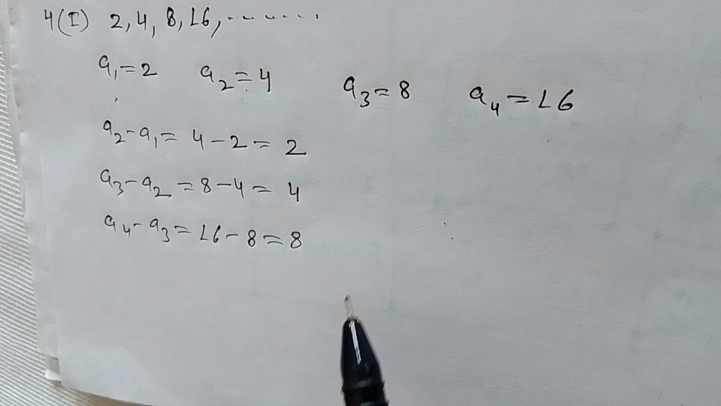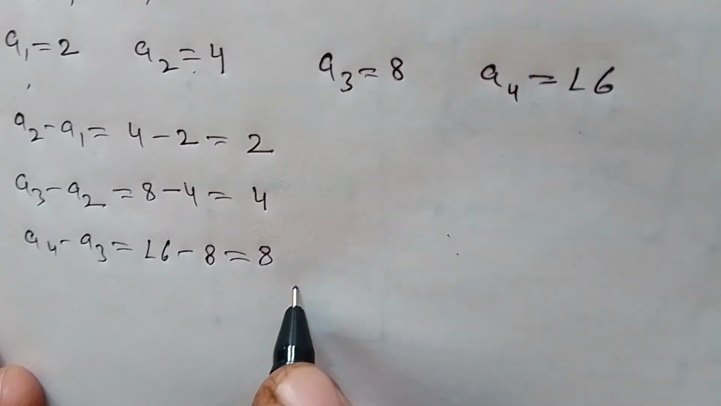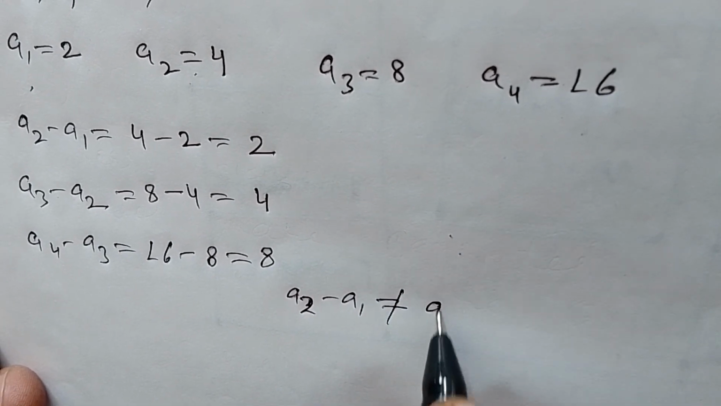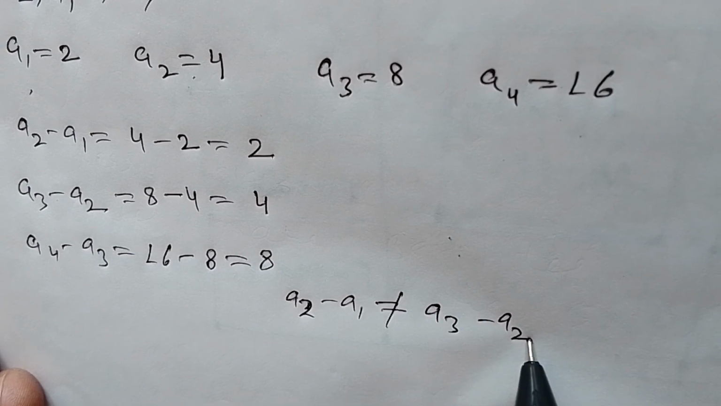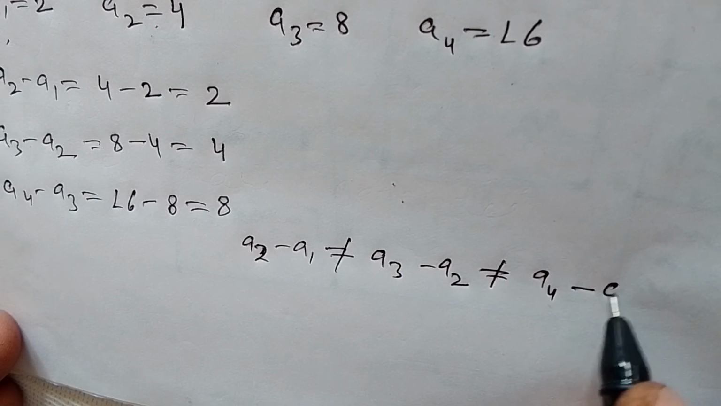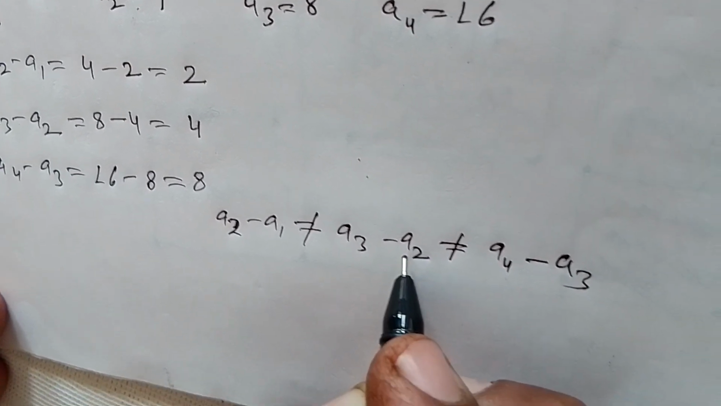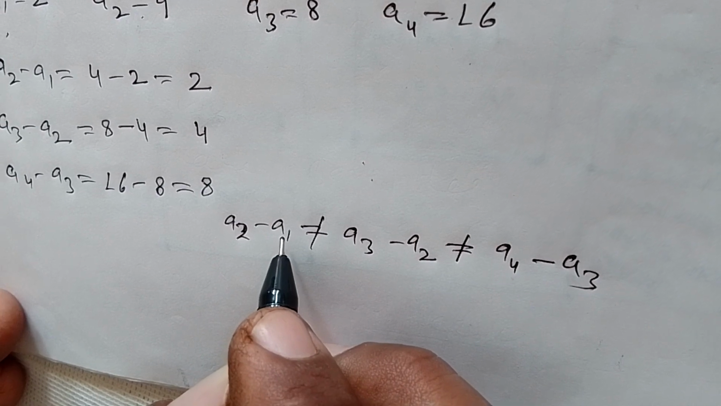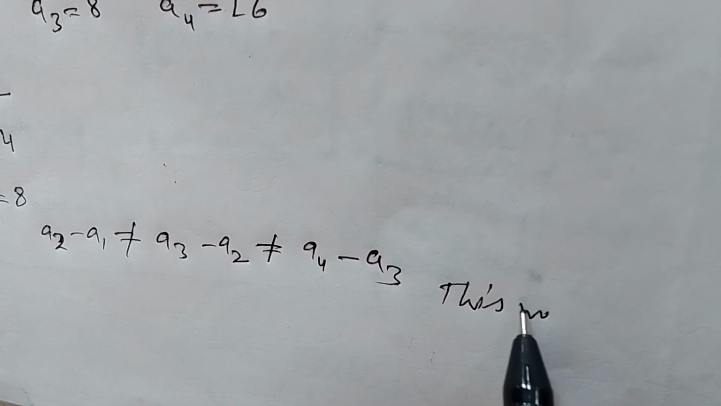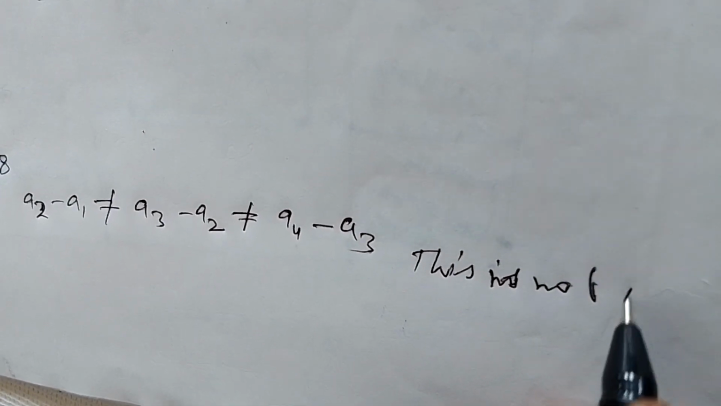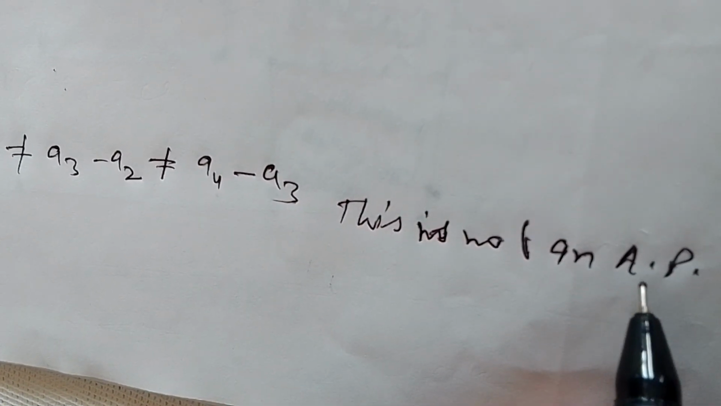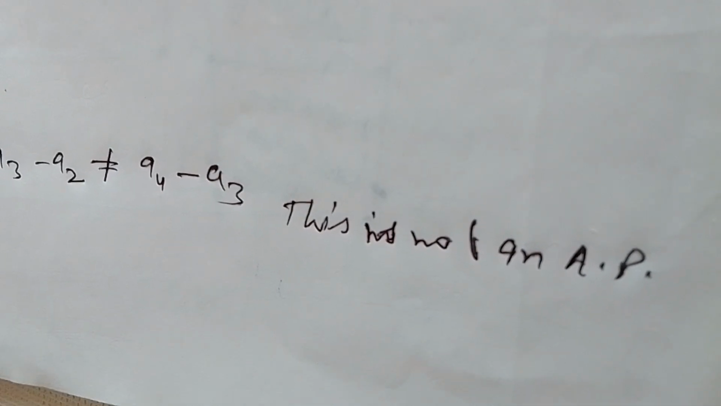So here in this case A2 minus A1 is not equal to A3 minus A2, and A4 minus A3 is not equal to A3 minus A2 or A2 minus A1. So this is not an AP. It is not an arithmetic progression series. So this is the first part of the question.